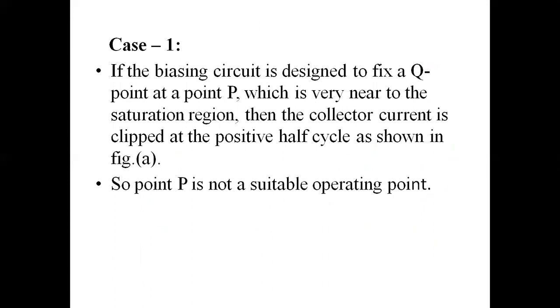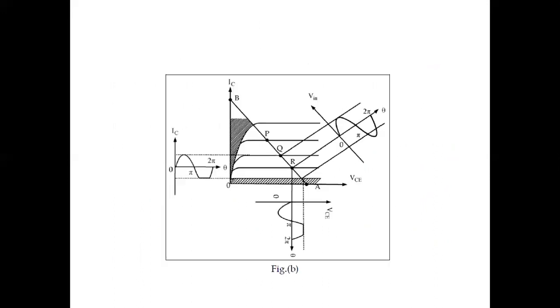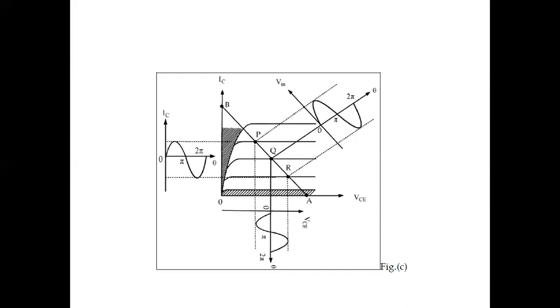So in the coming session, we'll discuss what factors affect the operating point. And we'll see what thermal runaway is, what the need for proper biasing in amplifier circuits is, and the different types of biasing circuits.